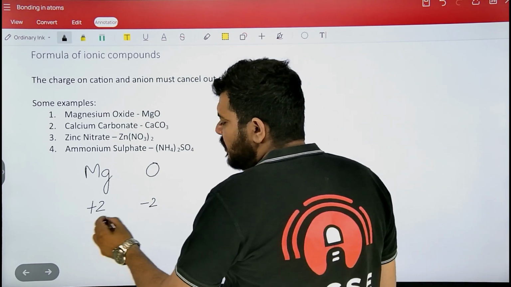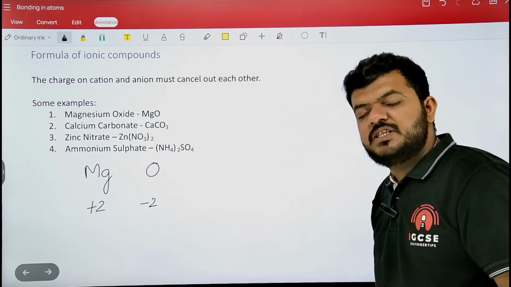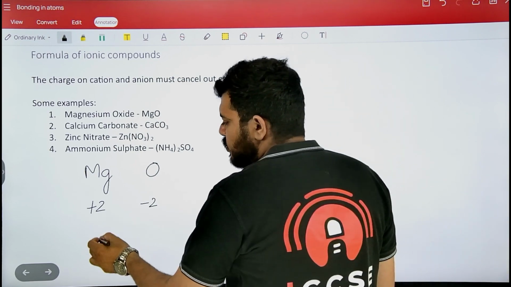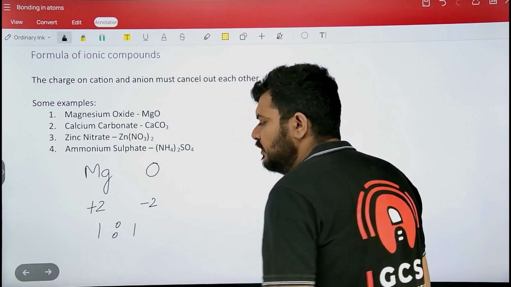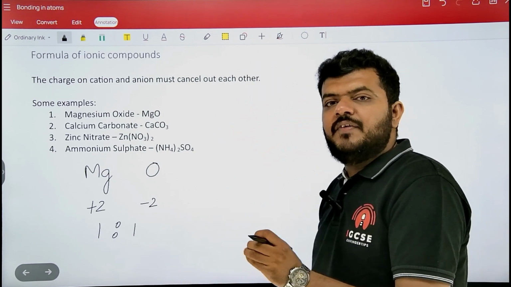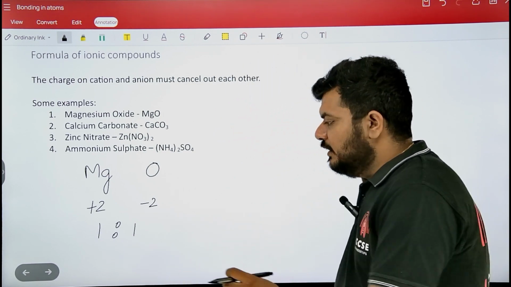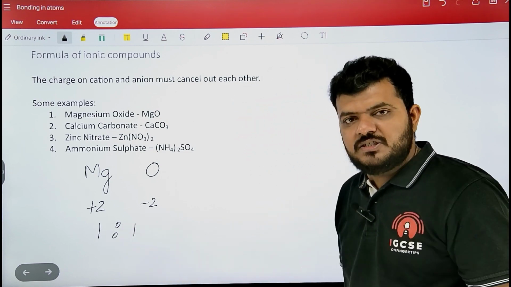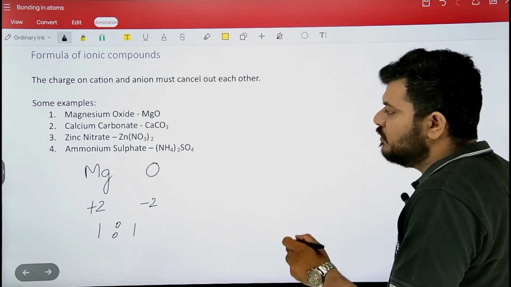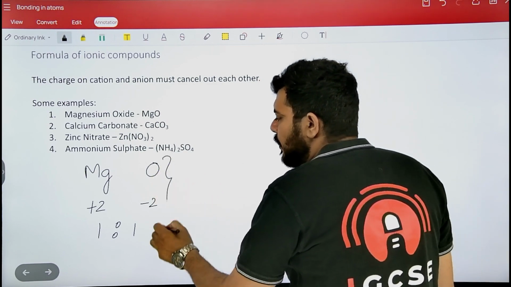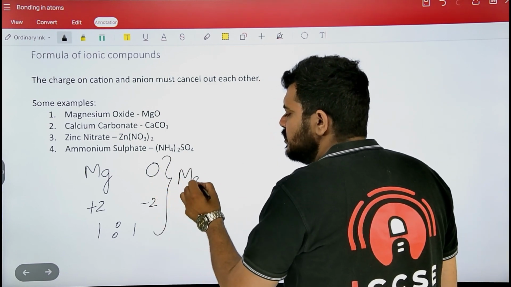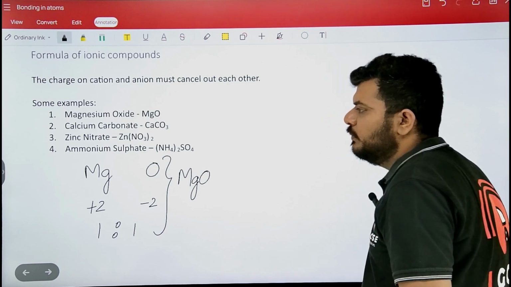What is the first step? Try to find out the smallest ratio between them. The smallest ratio is 1:1, right? You can ignore the sign when you're making the formula, right? We are trying to balance the charges itself. So when charges are balanced, as we have already seen, the compounds have 0 charge. So this gives MgO, right?